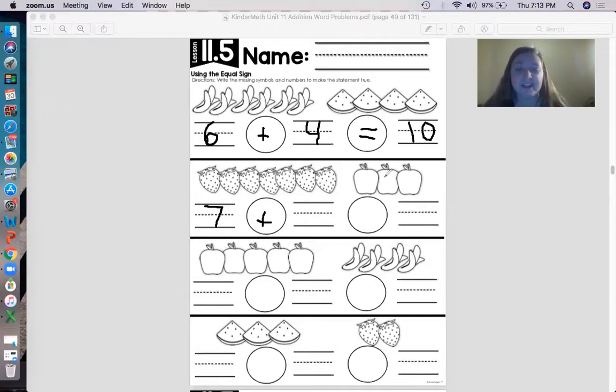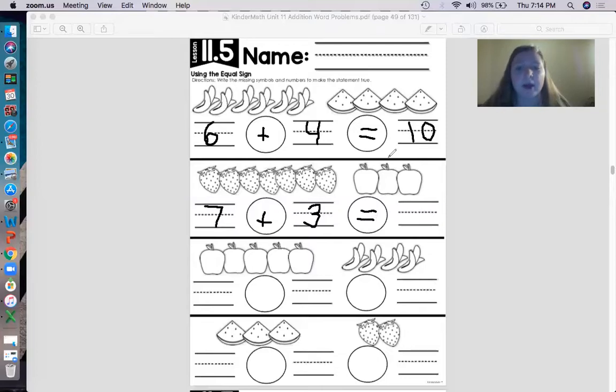All right. How many apples are there? Let's see. 1, 2, 3. Where am I going to put that 3? Right here. Now what's the symbol that goes in here? The equal sign. Awesome job.